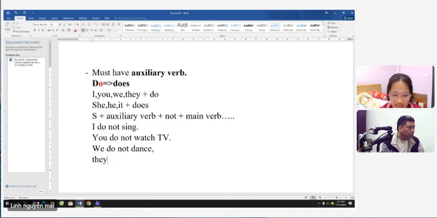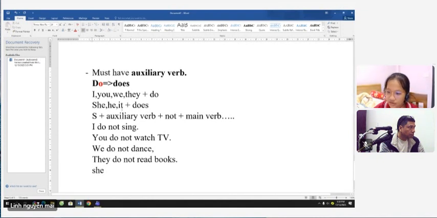Next one that is they. They do not read books. Next is she. She is singular now, so we use does. She does not cook meals.